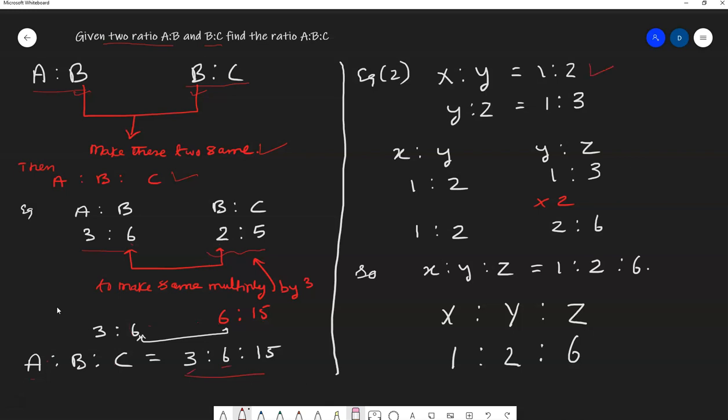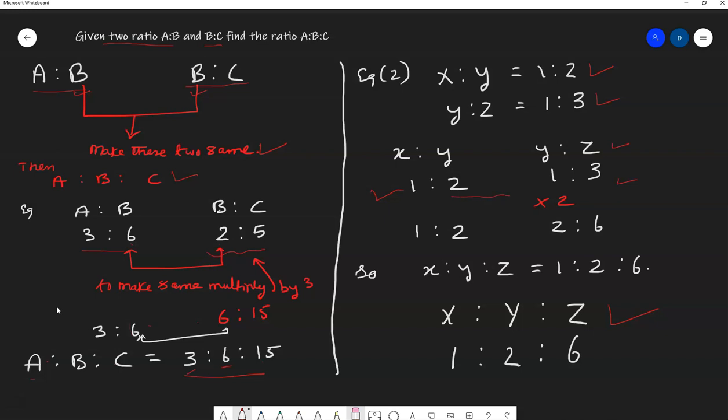One more example here. You have been given X is to Y is 1:2, Y is to Z is 1:3. You have been asked to find X is to Y is to Z. So we just do as we did here: X is to Y is 1:2, and Y is to Z is 1:3.